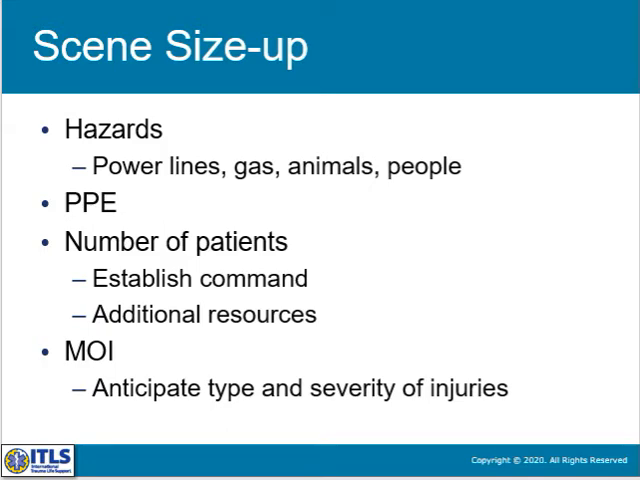And then you're going to anticipate the severity by looking at the mechanism of injury. Did the patient go through the windshield? Did they hit the steering wheel? Is there a deformity on the steering wheel? Did they fall out of a tree onto soft ground, onto pavement? All these things you need to take into consideration for your MOI.